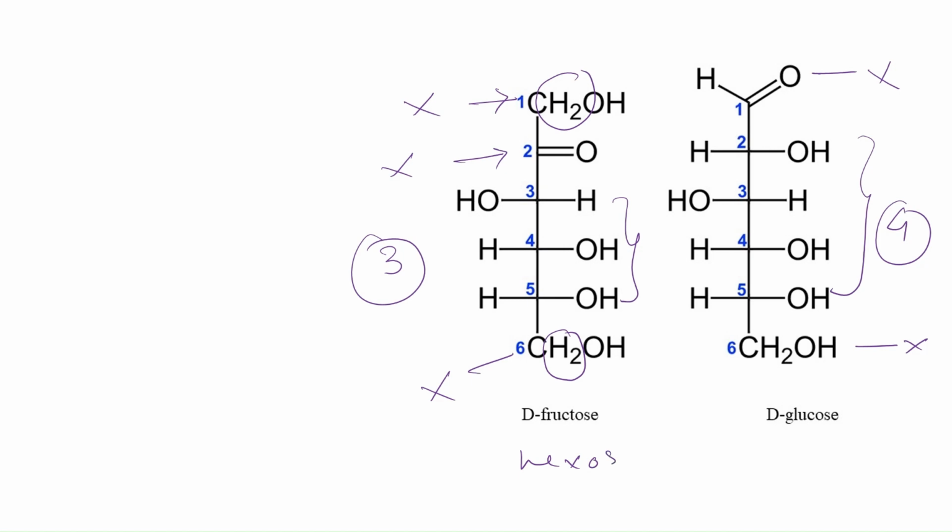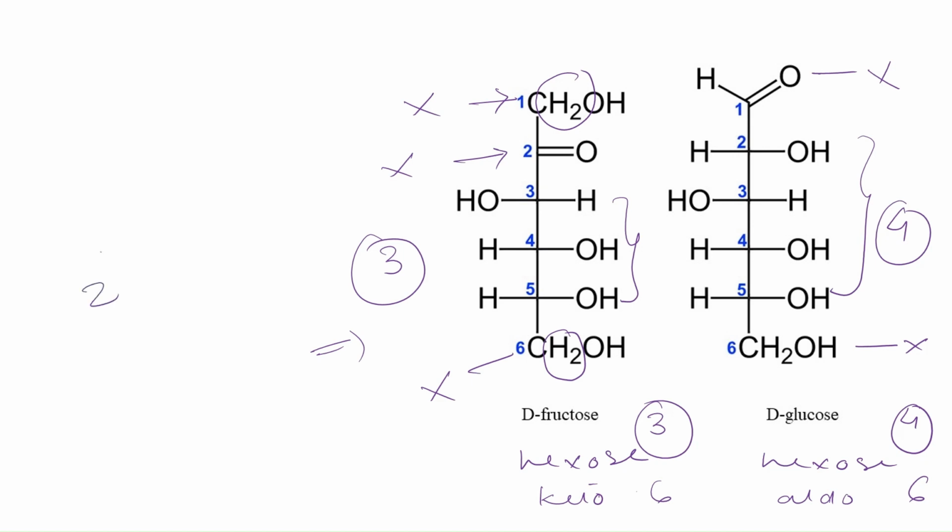Both are hexoses. Fructose is also a hexose. Glucose is also a hexose. The difference is glucose is an aldohexose and fructose is a ketohexose. So both are hexoses, that means both contain 6 carbon atoms. But for aldohexose, the number of chiral centers is 4. But for ketohexose, the number of chiral centers is 3. So ketoses have 1 fewer chiral center as compared to aldoses. Clear? So how many stereoisomers will be possible for D-fructose then? 2 to the power 3, whereas it was 2 to the power 4 for glucose.